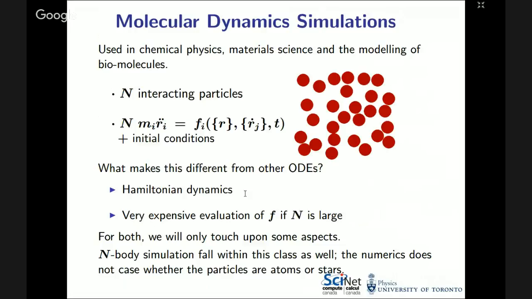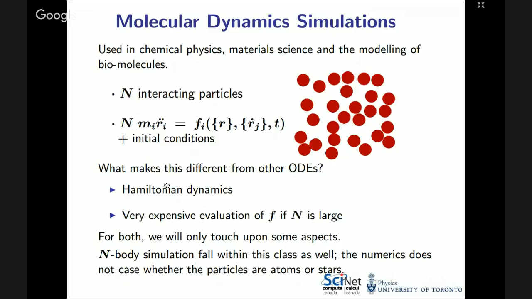And the second thing that makes this very different from a practical point of view is that all these particles are interacting. So this force is some sort of sum of the force that each particle exerts on the other. And so the evaluation of F is not just expensive, it's very expensive.